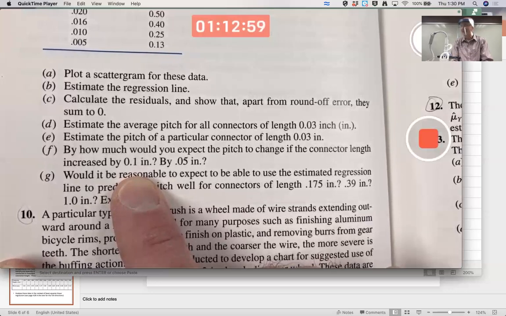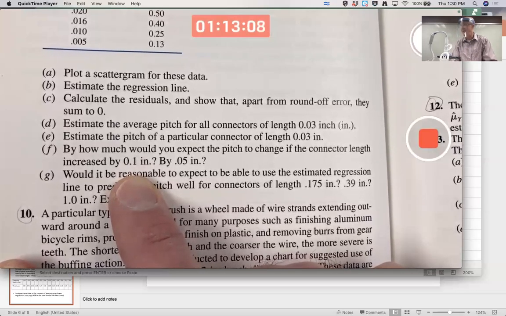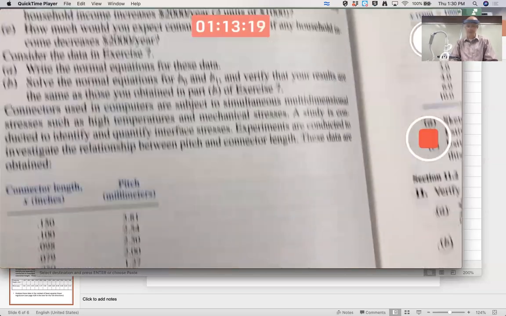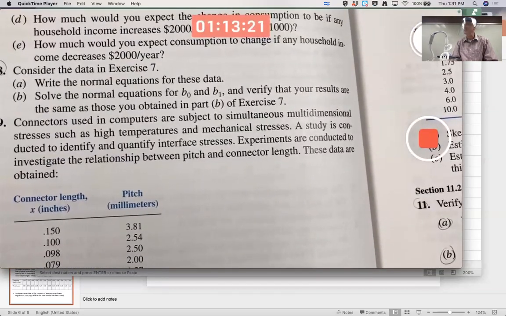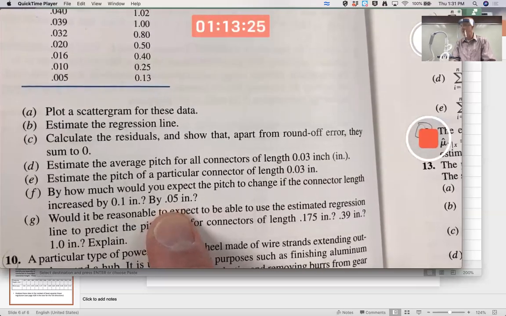Uh-oh, nobody knows? What do you do along the line to find the change? How do you use the rate of change to find the change in y when you know the change in x? Yeah, just multiply. 25.4 times 0.1. 2.54 millimeters would be your estimate for the change in the pitch. Or if delta x is 0.05, multiply that by 25.4.